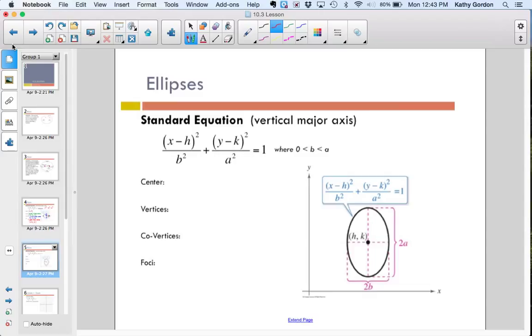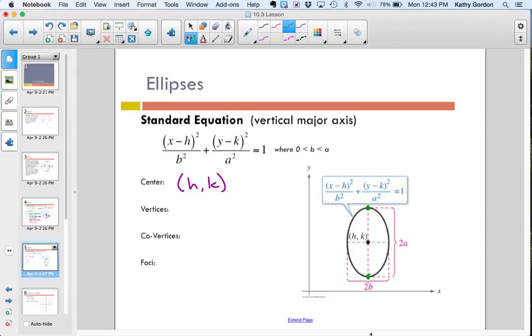Alright, so let's take a look at vertical. Vertical is pretty much going to work the same way. It's just a difference in which direction we're going to go. So the center still starts at HK. But now to get to the vertices, since this is a vertical major axis, the vertices are now top and bottom, because I have to go the A units along the vertical axis to get to them.